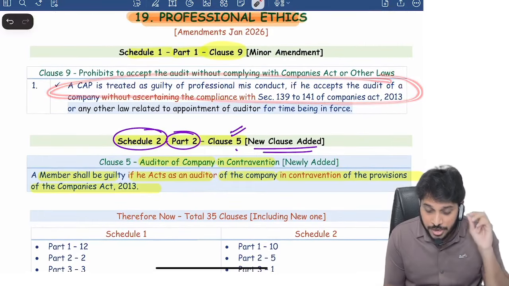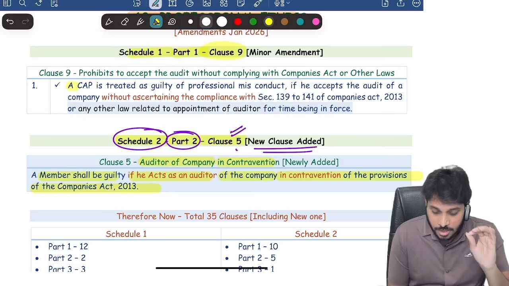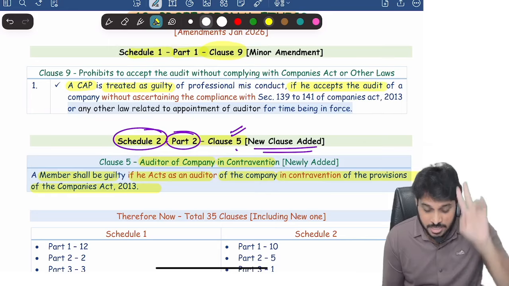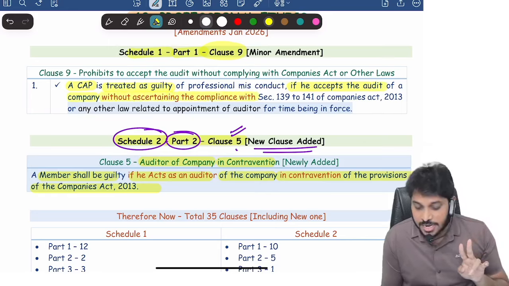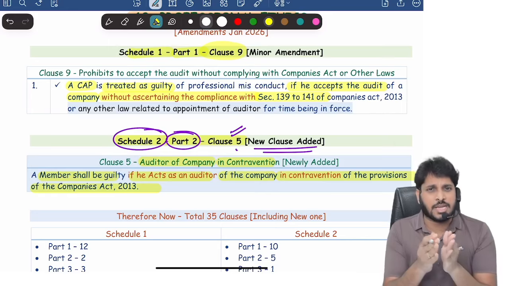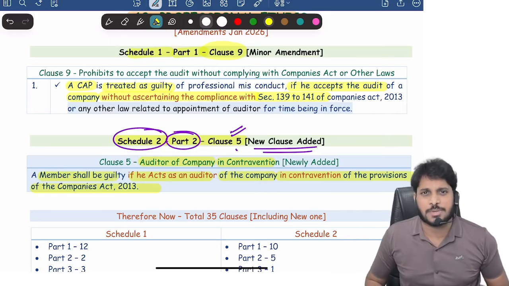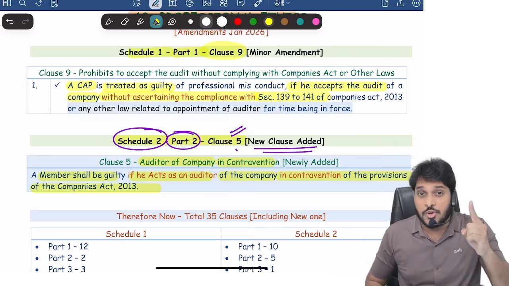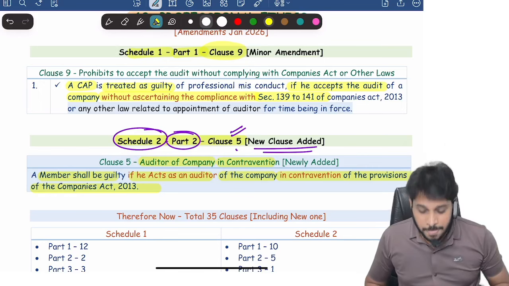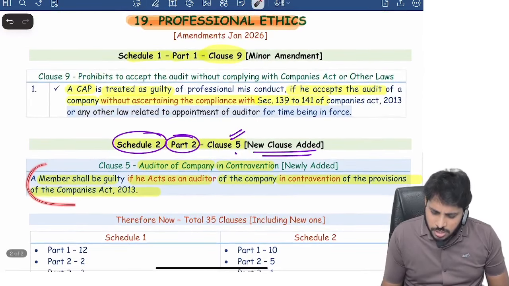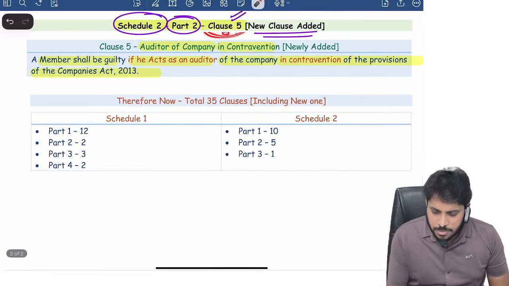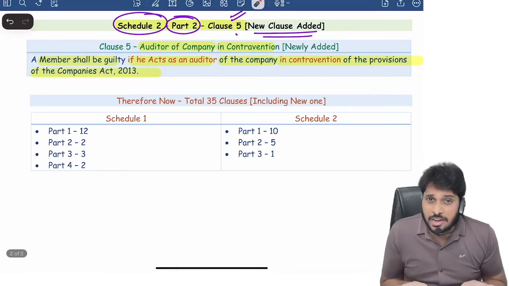What is this point? A CA in practice is treated as guilty if he accepts the audit of a company without ascertaining compliance with Sections 139 and 140 of the Companies Act, nothing but without checking Companies Act provisions. If you are accepting the audit like that, you are guilty. Sir, this is also the same, no? Whatever is there in Schedule 1, clause number 9, and Schedule 2, clause number 5, which is newly added, both are conveying the same, no?